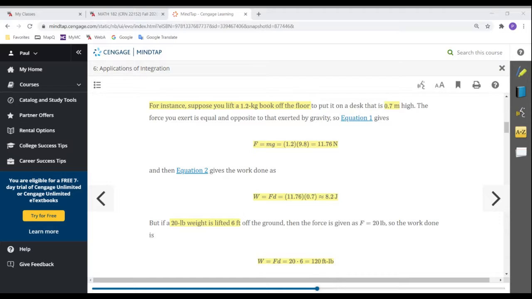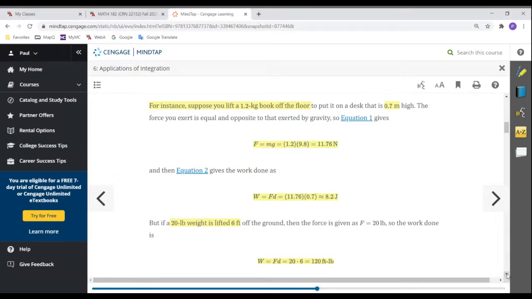So the problems that you're going to see in WebAssign, in section 6.6, you're going to have problems where work is in foot-pounds and problems where work is in joules. Now, the key thing when you have work in joules is that the distance has to be in terms of meters. So sometimes you have to convert things to meters in these problems.